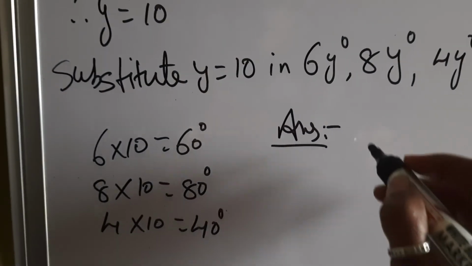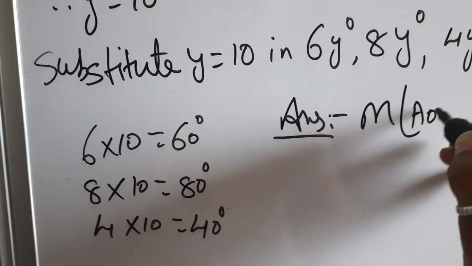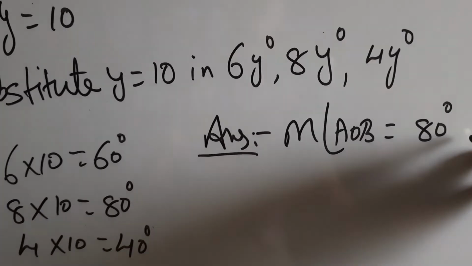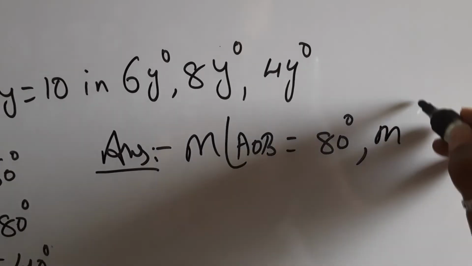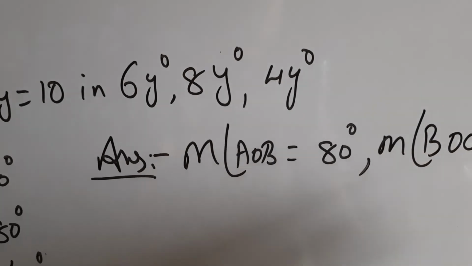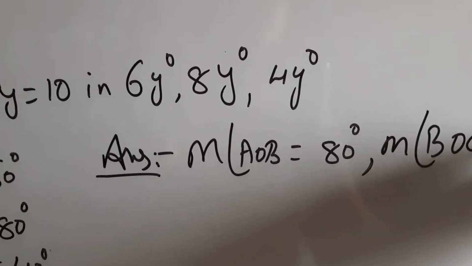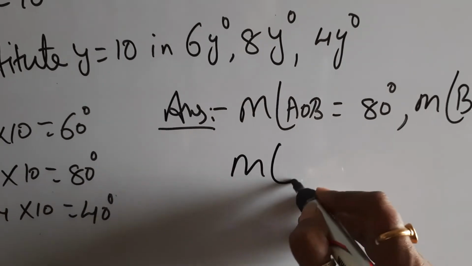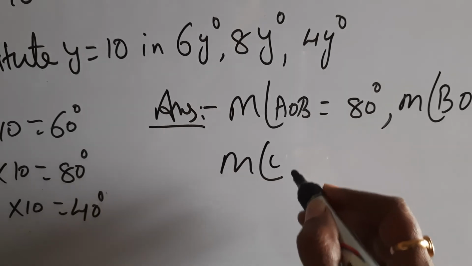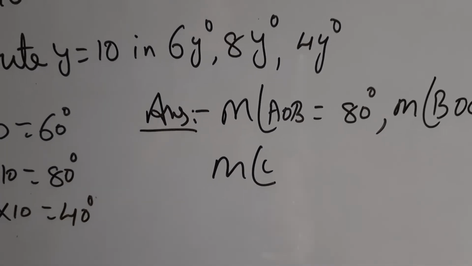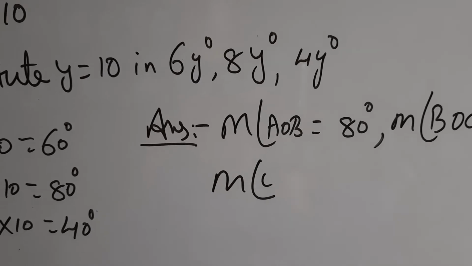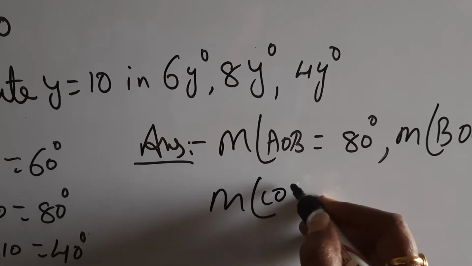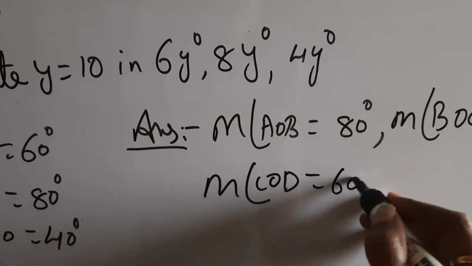First is measure angle AOB. Measure angle AOB is equal to 80 degree because it is 8y degree. Measure angle BOC is equal to 4y degree, so it will be 40 degree. Measure angle COD is already given 6y degree, so we need not write that, children. We will write it down because y is 10 degree, right? COD is equal to 60 degree.